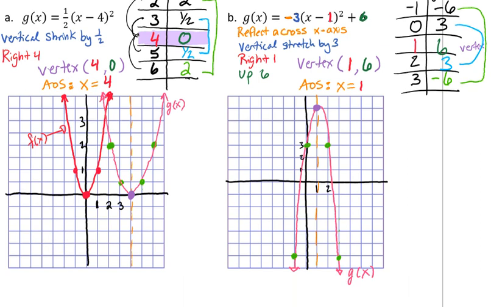And if we were to have our parent function graphed, we would see that it would look like this, which we can see is definitely different from what we have. And so that is how you graph quadratics in vertex form.